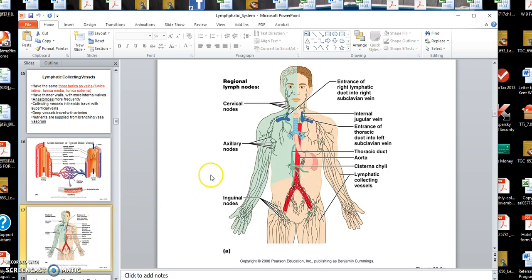Right here shows the various lymphatic trunks.